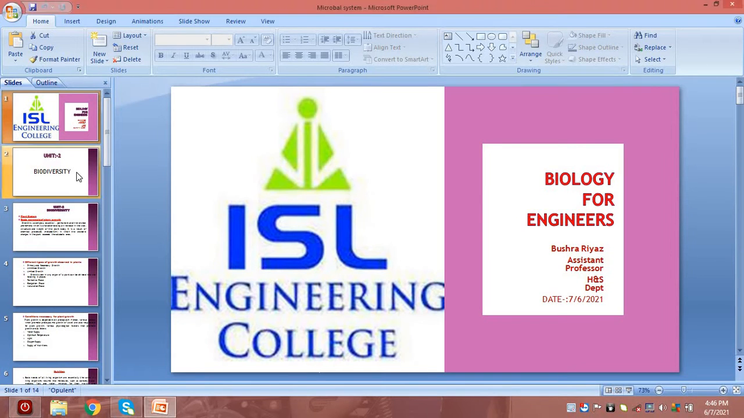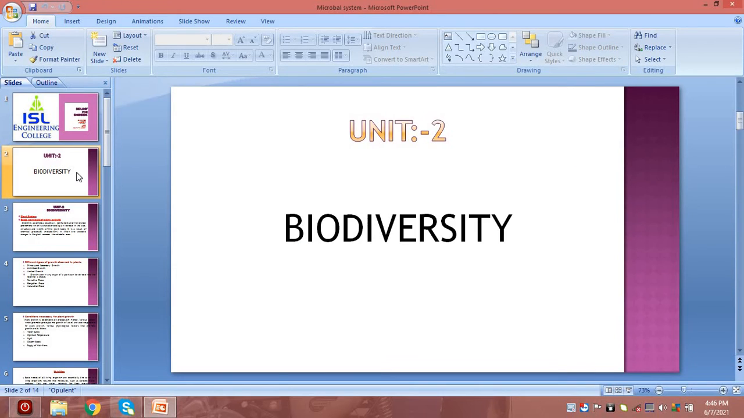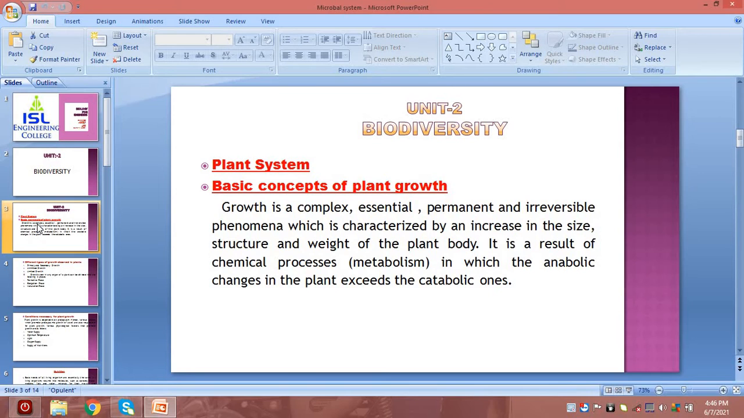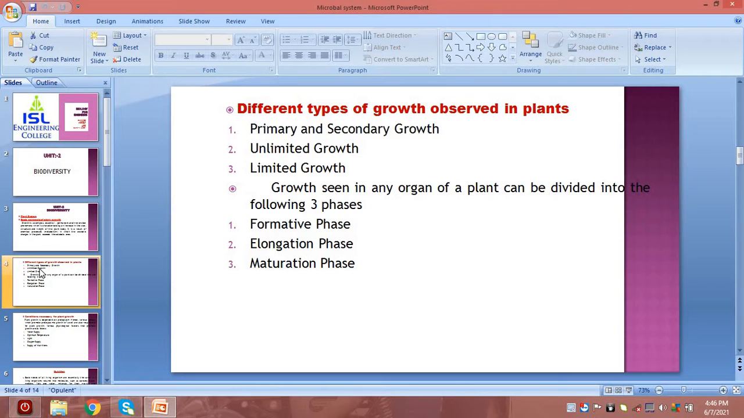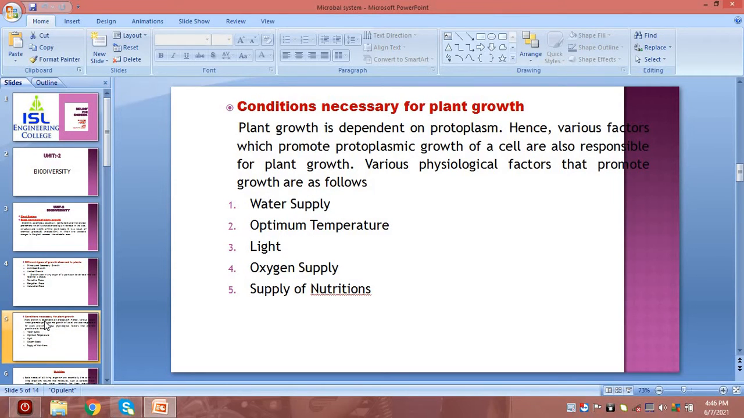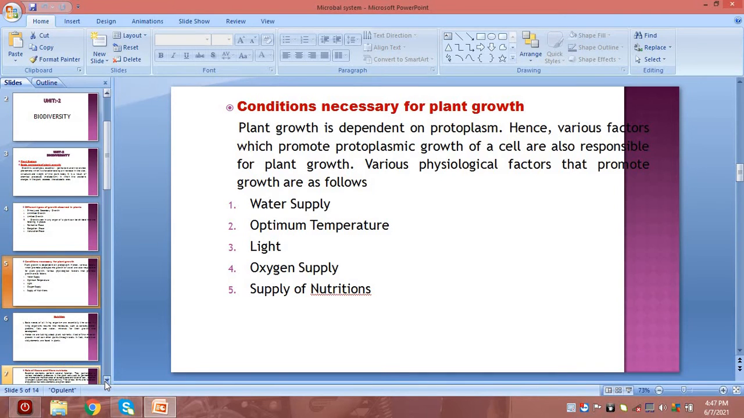In our last session, we have seen the topics related to Unit 2, Biodiversity. In Unit 2, we have discussed the plant systems. We have seen the basic concept of plant growth. Then we have seen the different types of growth seen in plants. Then we have seen the necessary conditions for plant growth: water, temperature, light, oxygen and nutrients. All these are important for plant growth.